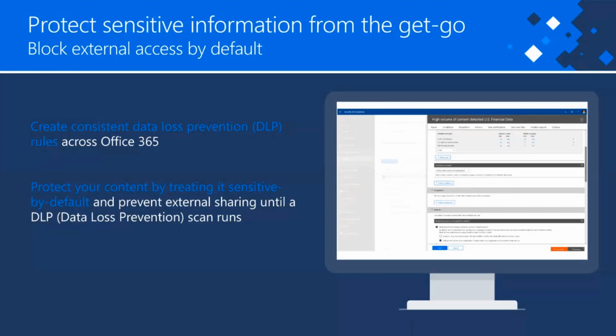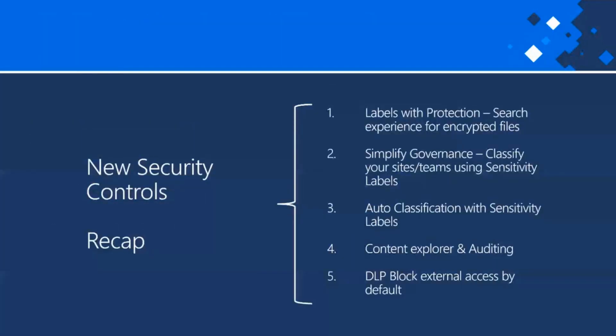So that's why we brought this feature called protect sensitive information from the get-go. So this is one other feature I want to highlight. So just to summarize, I know I covered a lot of ground on this topic. Labels protection for files, I showed you the search experience. Also labels protection, labels for sites and teams experience, automatic classification, and then I showed you quickly the Content Explorer and Office 365 audit log view, and I finished with the DLP block external access by default as well. So that's the overall view there.